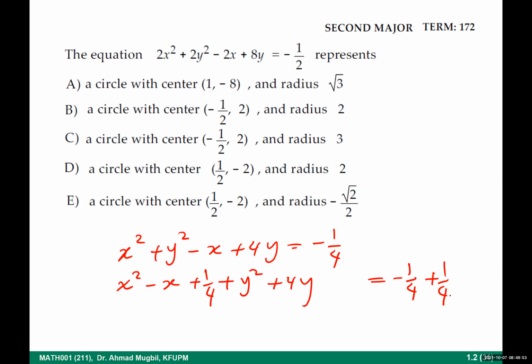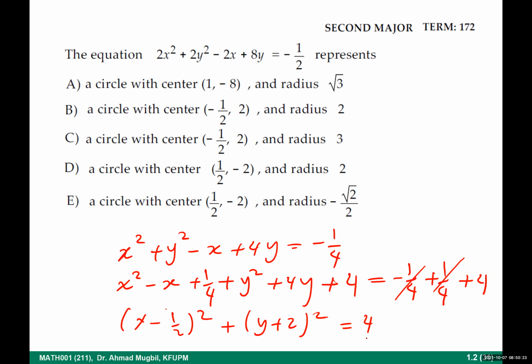What is the coefficient of x? Negative 1. What is half of it? Square it. Now, y squared plus 4y. What is the coefficient of y? 4. Half of it? Square it. You will add 4 to both sides. Now, this will be (x minus a half) all squared plus (y plus 2) all squared equals, this will be cancelled and you'll have 4.